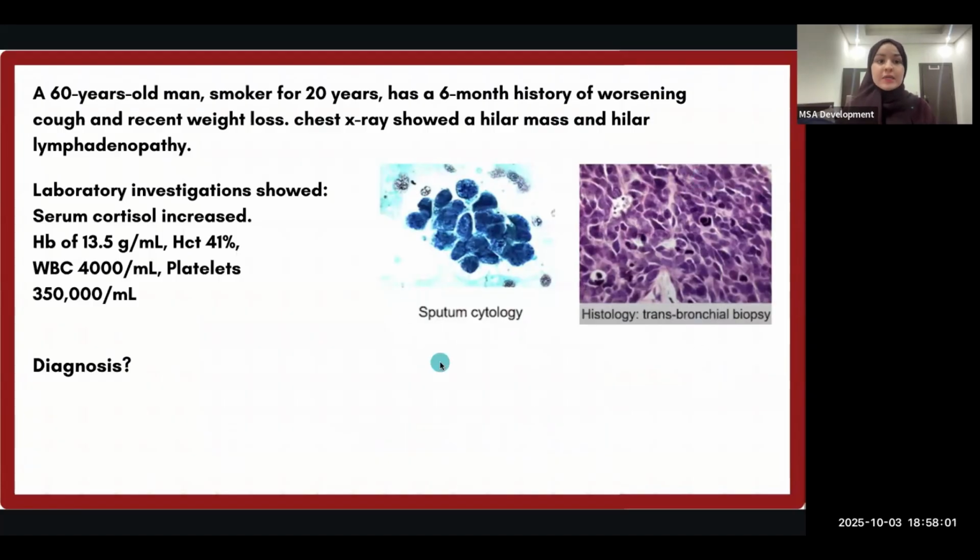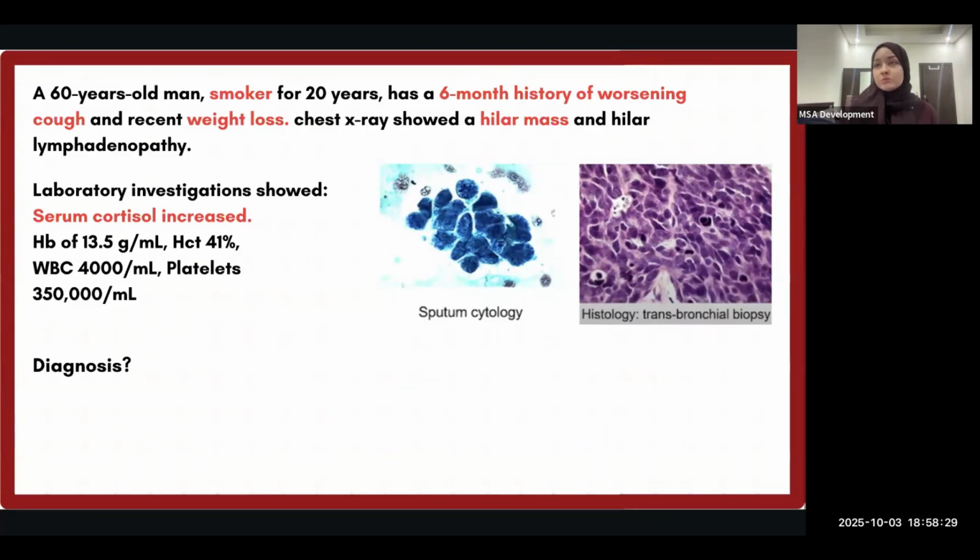Okay, now I have a 60-year-old man, smoker for 20 years, 6-month history of worsening cough and recent weight loss. Chest x-ray shows a hilar mass and hilar lymphadenopathy. So hilar mass and smoker, cough, weight loss, and serum cortisol is elevated. Now, they don't give you these investigations for nothing. They want you to actually think about what could be causing this.